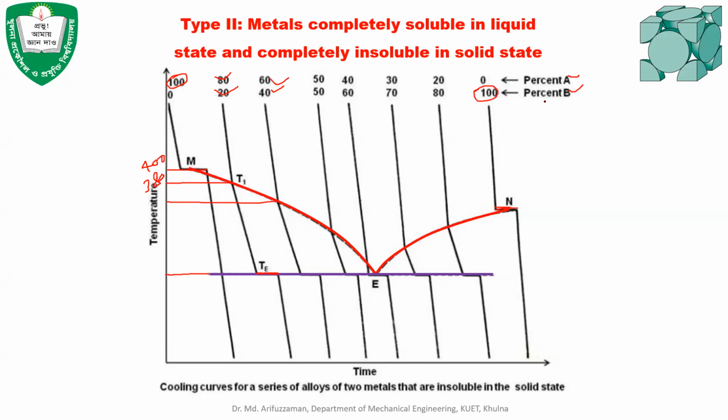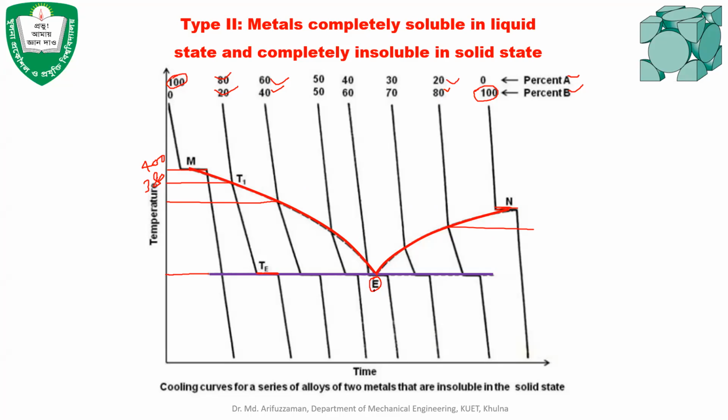That means it is pure metal B, and the melting point temperature is constant. And when metal A is added to metal B, that means 80% B and 20% A, again the melting point temperature decreases. So it occurs from both sides, and when the temperature starts to decrease from both sides, these two curves meet at a point.